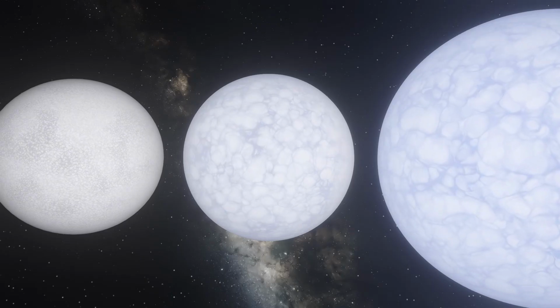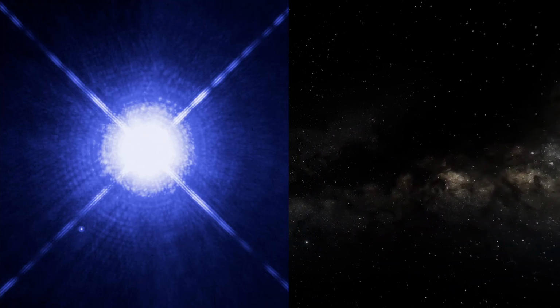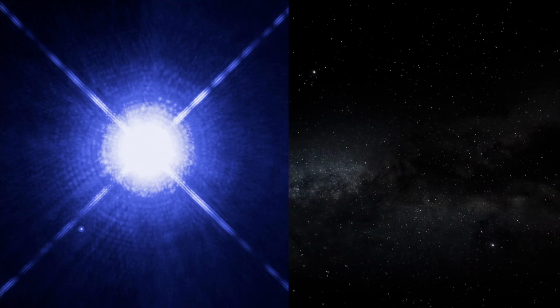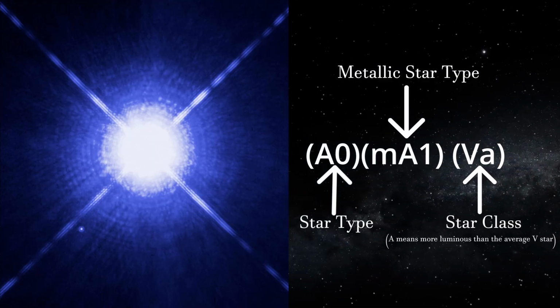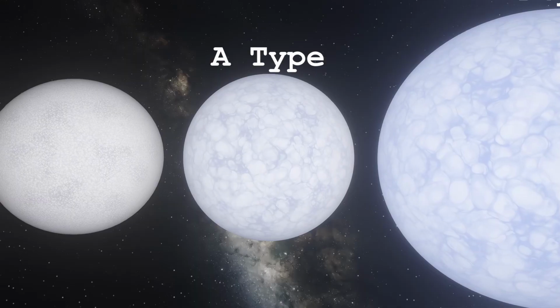Notable A-type stars include Sirius A, which is the brightest star in the night sky and is an A0mA1Va type star, located 8.6 light-years from Earth.